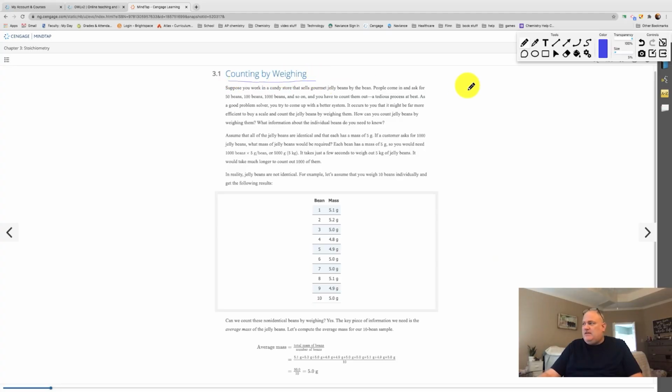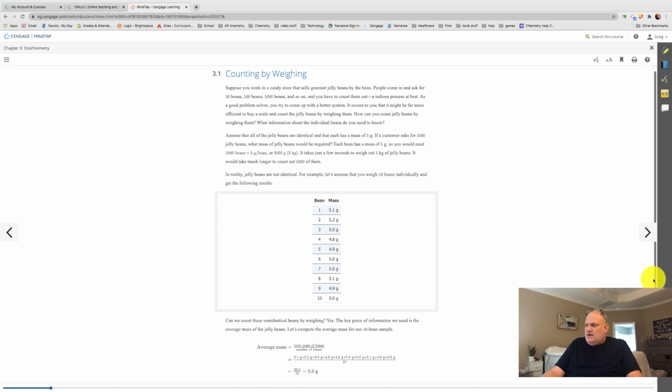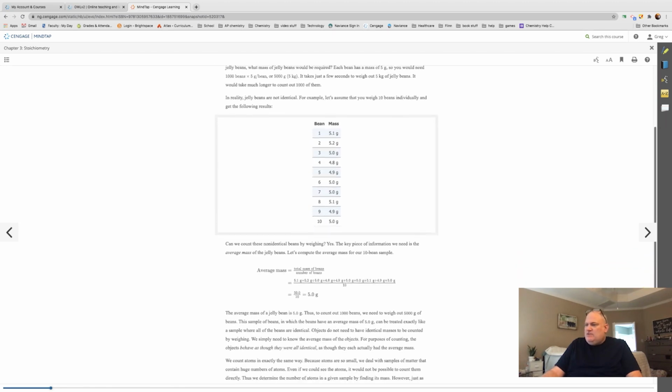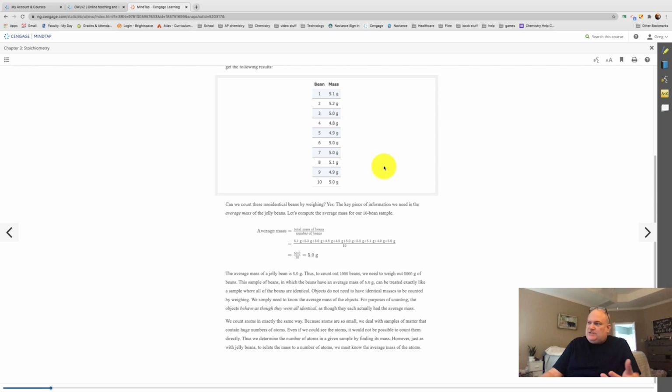Now, the example they give in the book is they said, what if we had a bunch of jelly beans? And so they got a bunch of measurements here for jelly beans, and each of those is not exactly 5, but when you go down below here, you're going to see that when you average out all of the masses, they average to about 5 each. And why is that a big deal? Well, it's a big deal because if you know that the average of all of the jelly beans is 5, you can kind of assume that each one actually is 5.